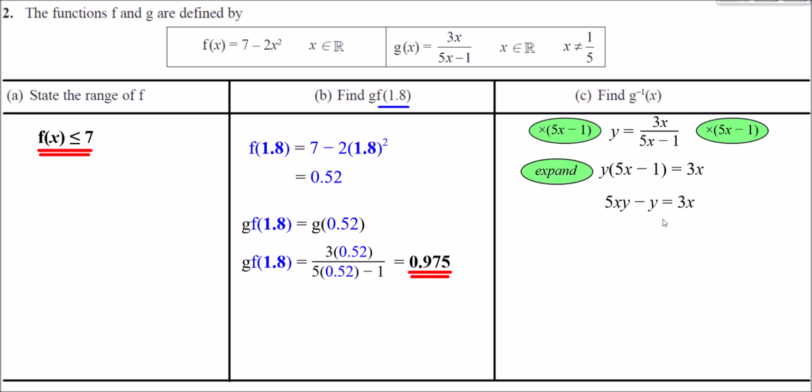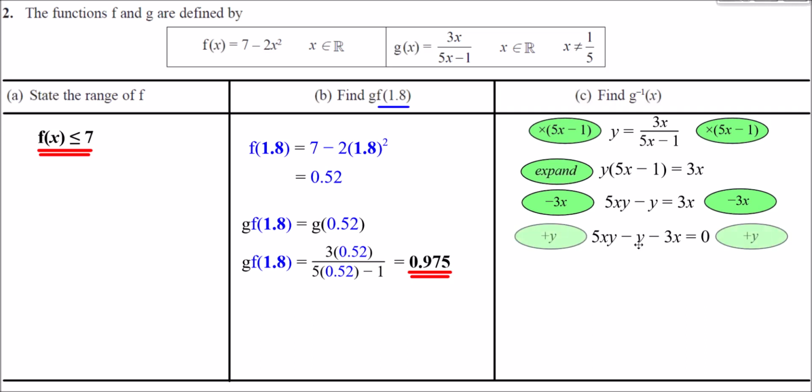To make x the subject, we want all instances of x together on the same side of the equation. So the suggestion here will be to subtract 3x from both sides, so that all the x's are on the left-hand side. That will then give us 5xy minus y minus 3x equals 0. So we want all the x stuff together and all the non-x stuff on the other side together. This y has got nothing to do with x, nothing to do with the subject which we're trying to find, so get rid of the y and put that to the other side. To undo minus y, we need to add y. So if we add y to both sides, our next step is 5xy minus 3x equals y.